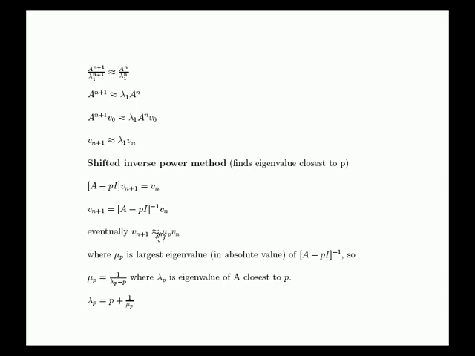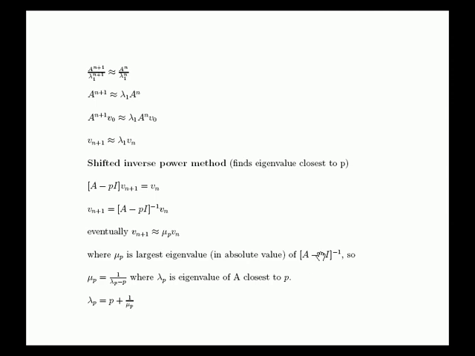So eventually Vn plus 1 is a scalar multiple of Vn, but that scalar multiple is the largest eigenvalue in absolute value, not of A, but of (A minus PI) inverse. And the eigenvalues of (A minus PI) inverse are 1 over (lambda minus P). So the largest one of those is 1 over (lambda sub P minus P), where lambda sub P is the one closest to P. That makes the denominator smallest.